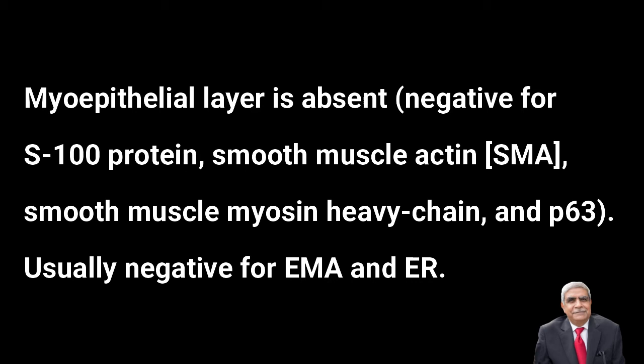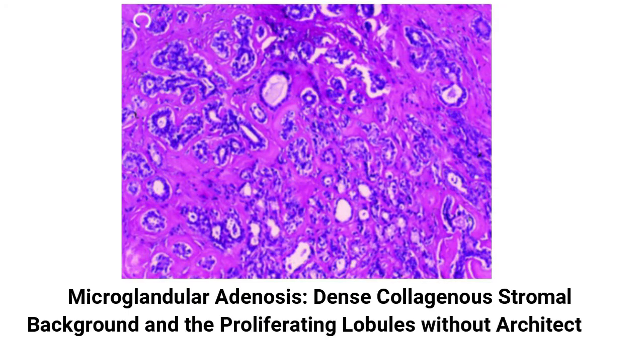Myoepithelial layer is absent; negative for S100 protein, smooth muscle actin, smooth muscle myosin heavy chain, and P53; usually negative for EMA and estrogen receptor. The photograph shows microscopic features of microglandular adenosis in which there is a dense collagenous stromal background and the proliferating lobules without architecture.